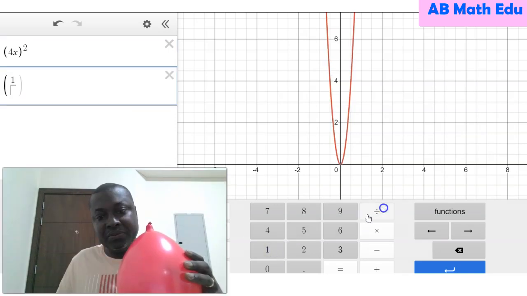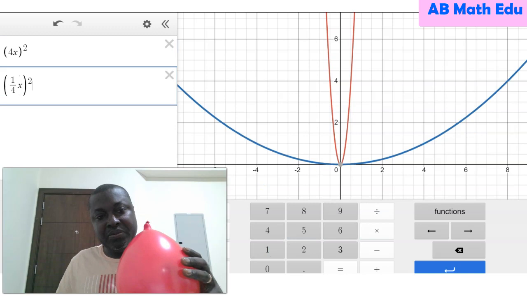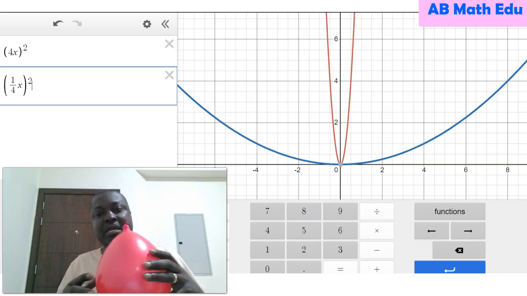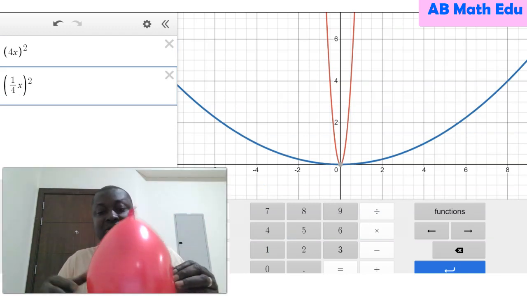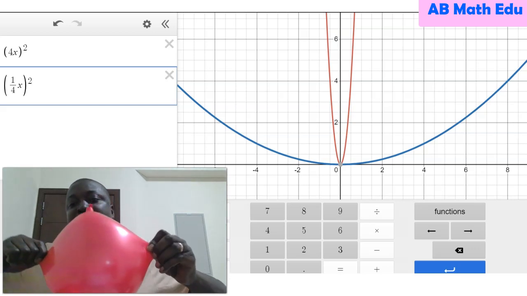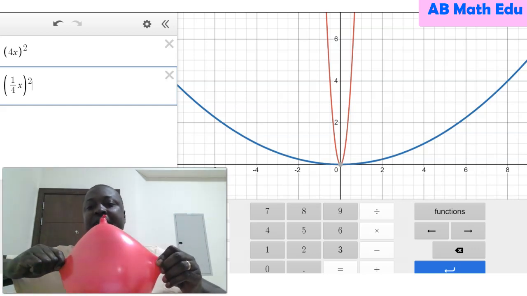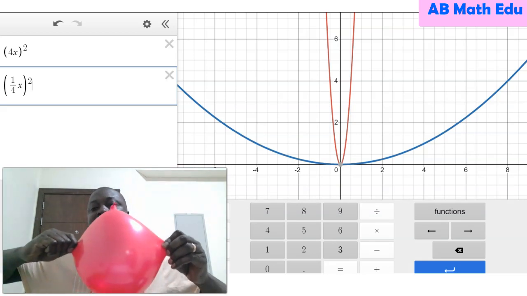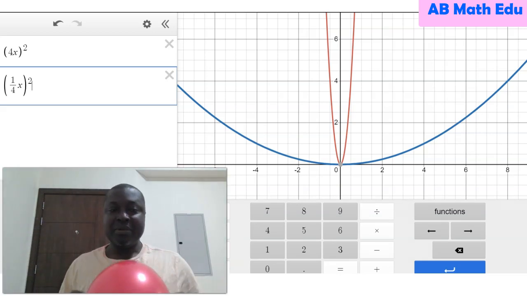Now 1 over 4 inside, and you put your square here. So here is stretching horizontally. You're picking the horizontal side and stretching. When you're stretching, it is opening and widening towards the x-axis. All right, so that's how it behaves.